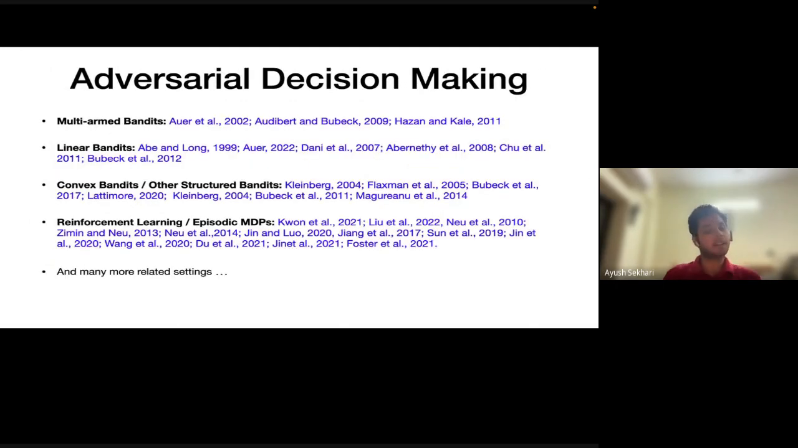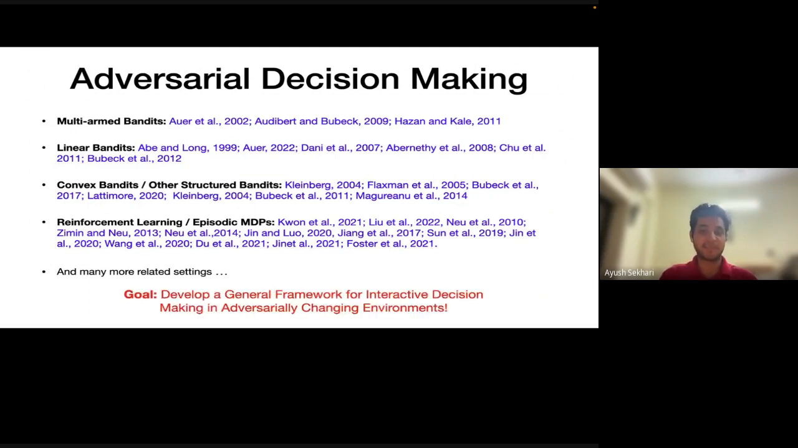Okay, so far, all of these examples are not new examples. They have been well studied. There's a long line of work on each of them independently. However, the main goal of this talk is to develop a general framework for interactive decision-making in adversarially changing environments. In particular, we want to understand how the min-max regret depends on the model class M that we are interacting with in this adversarial decision-making setting.